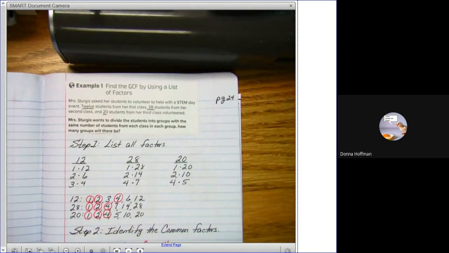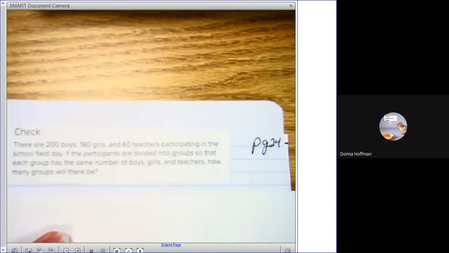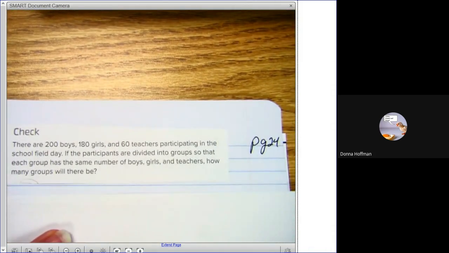Now, there was a check at the bottom of that next page. And we're still on page 24. There were 200 boys, 180 girls, and 60 teachers participating in the school field day. If the participants are divided into groups so that each group has the same number of boys, girls, and teachers, how many groups will there be? Once again, you're going to follow the 3 steps. List all of your factors, identify your common factors, and then identify the greatest common factor.